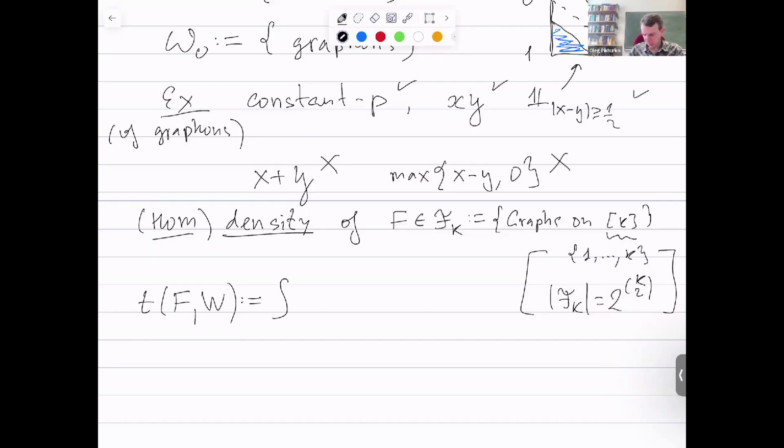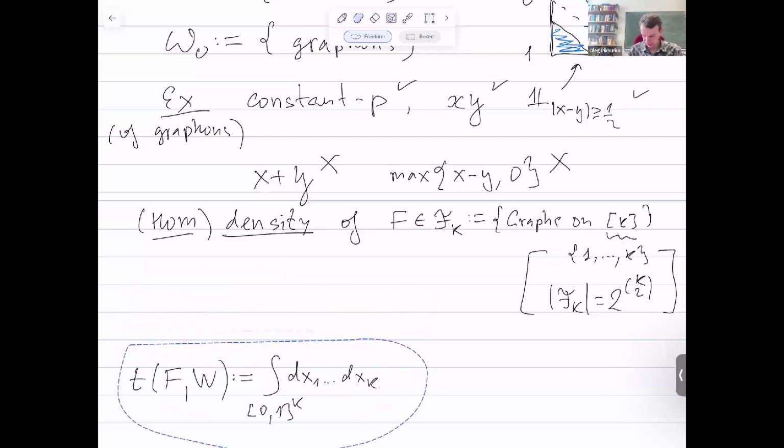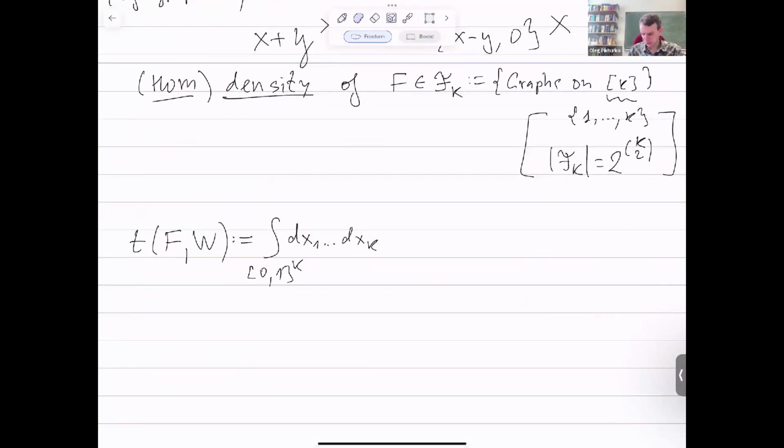So I integrate over, I pick k points, x_1 through x_k, inside [0, 1]. So let me write it in front, maybe it'd be more natural. So each one is from the unit interval, and they're uniform and independent. So you pick a uniform element of [0, 1]^k. So for each vertex, you put some x_i. And then the function which you integrate: for every edge, for every pair ij which is adjacent in your graph F, we take the product of W evaluated at (x_i, x_j).